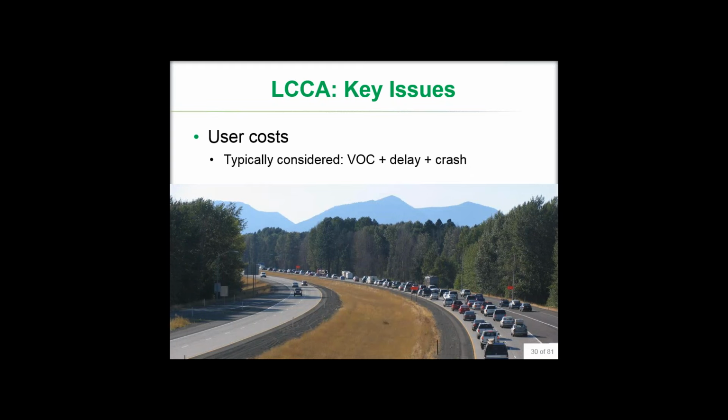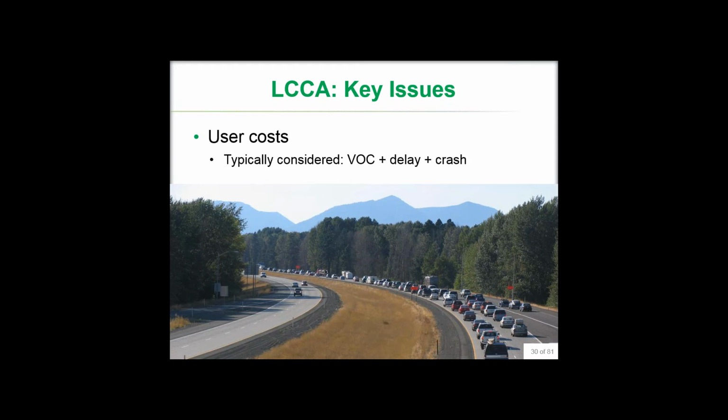User cost is another typical issue. Typically you consider vehicle operating costs, delays, and crash costs, and those are usually only accounted for during construction periods, so during initial construction, during follow-on rehabilitation and maintenance activities, but not in between when none of that is going on. The assumption is when you're comparing alternatives, the in-between costs are basically the same.